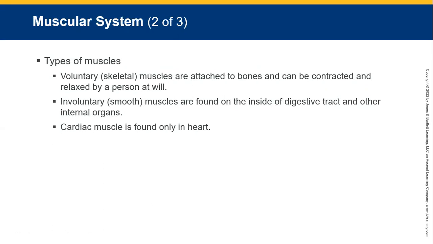Voluntary skeletal muscles are attached to the bones, and they can be contracted and relaxed at will. The brain usually tells these muscles which bones to move, your arm, your leg, whatever. Involuntary or smooth muscles are found inside the digestive tract and in other internal organs, also in arteries. Cardiac muscle is only found in the heart.